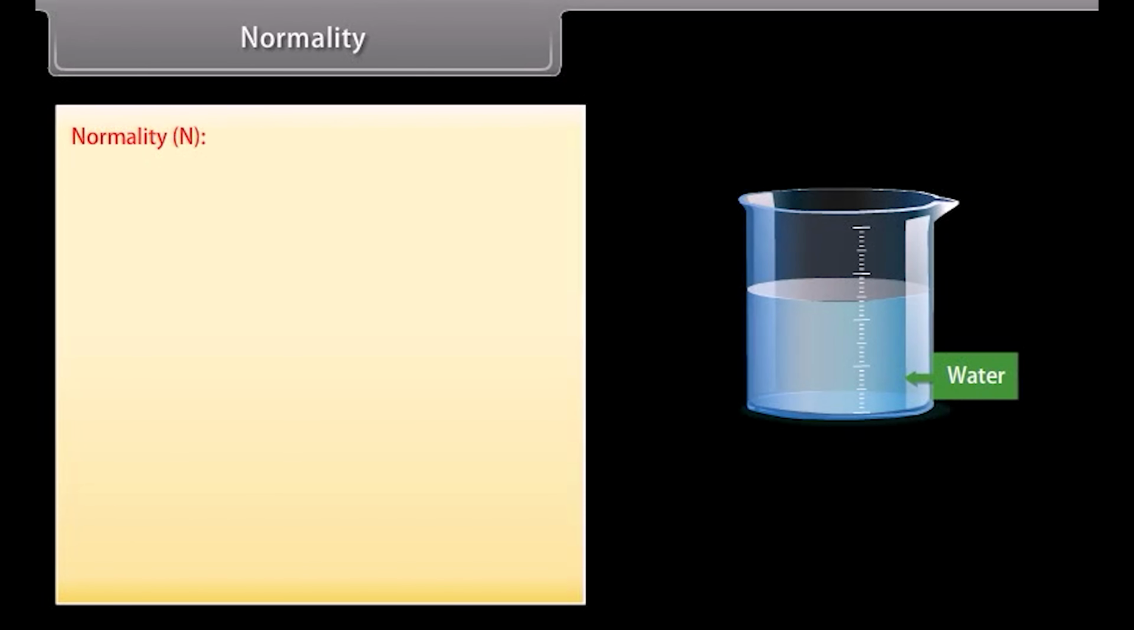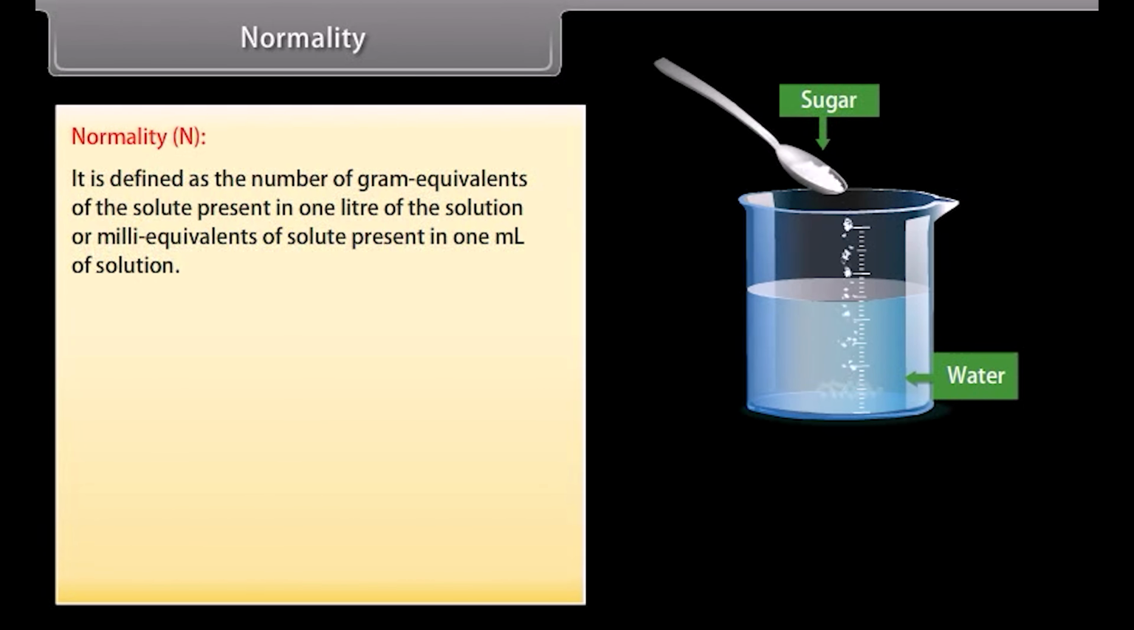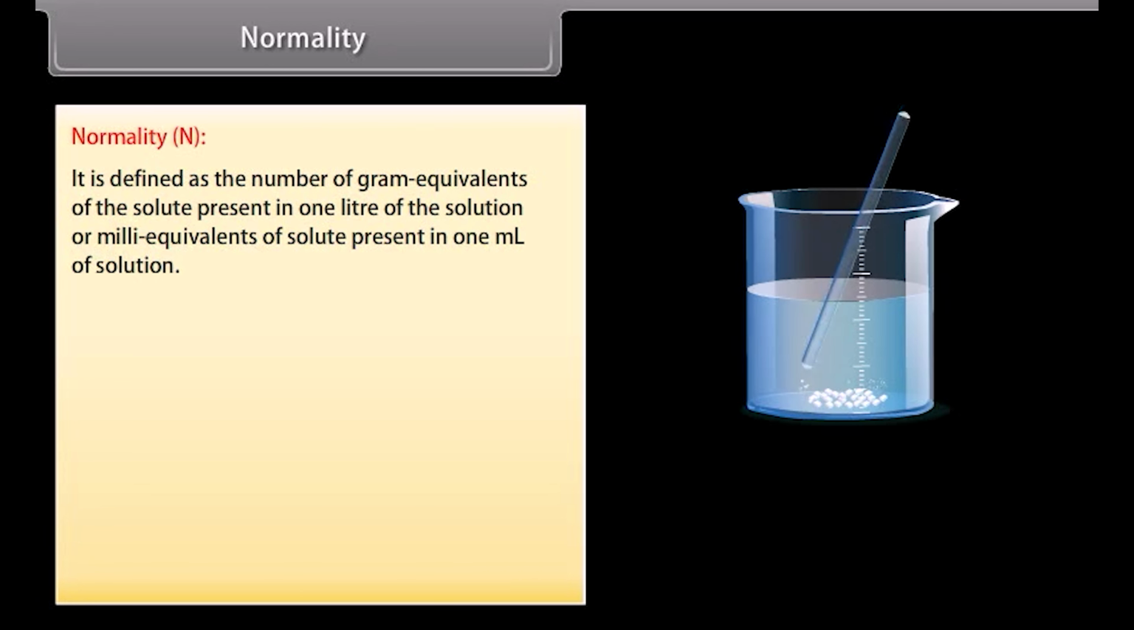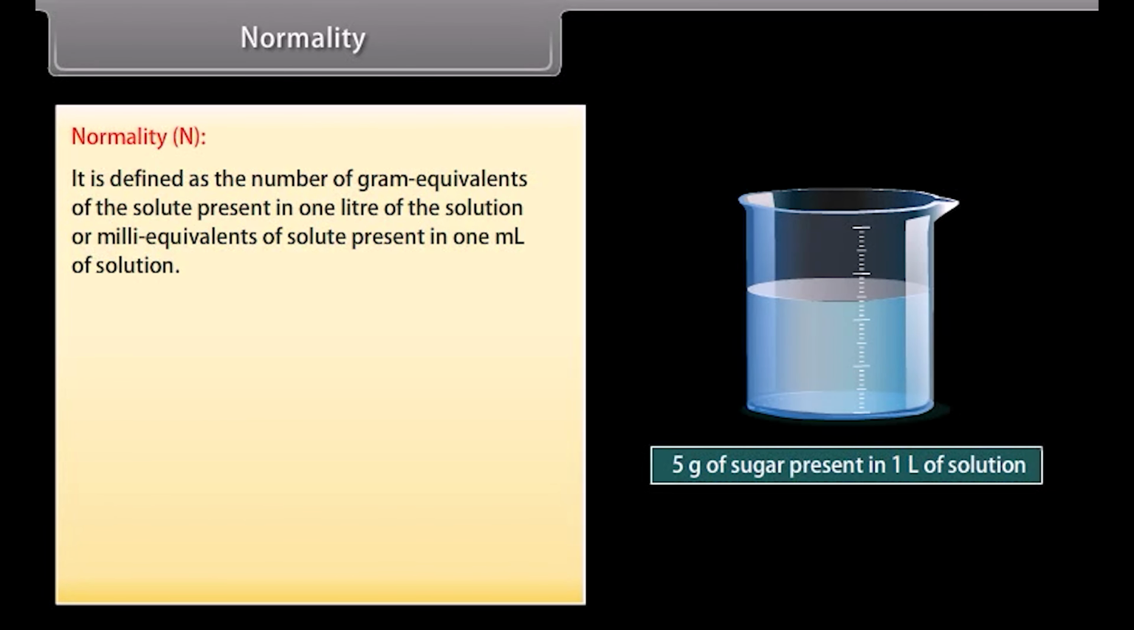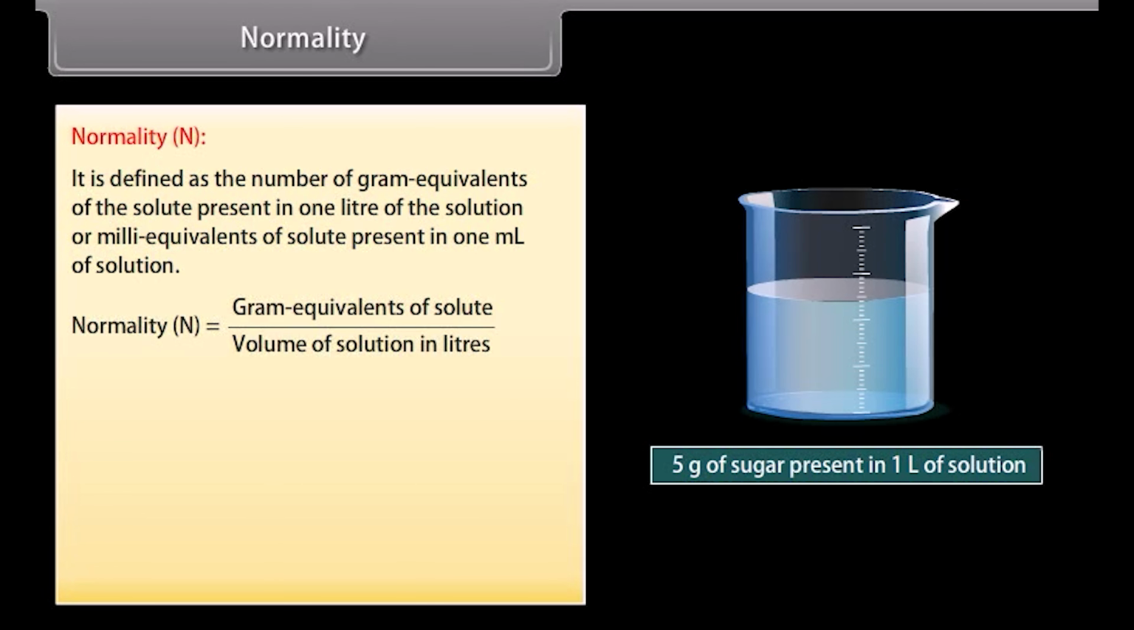Normality. Normality. It is defined as the number of gram equivalents of the solute present in 1 liter of the solution or milli-equivalents of solute present in 1 milliliter of solution. It is represented by N.